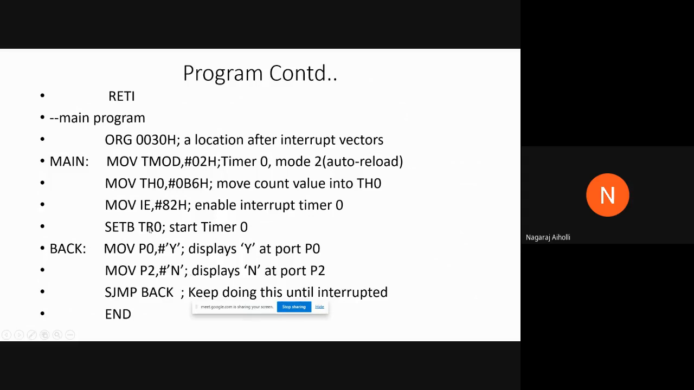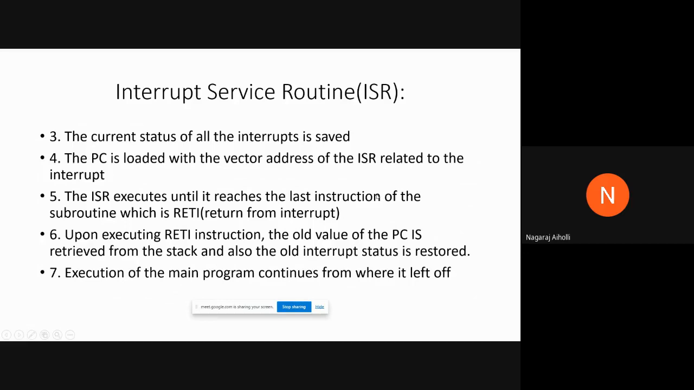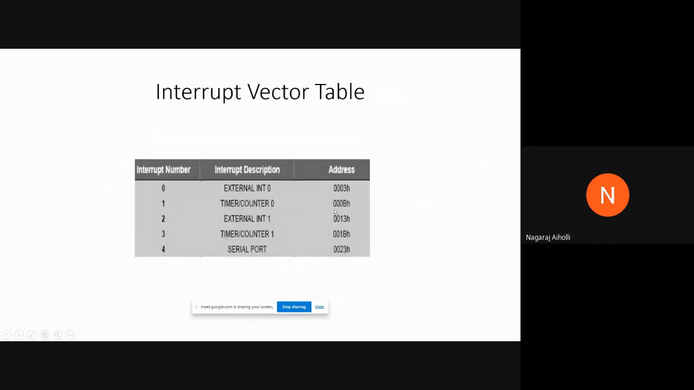Once the interrupt occurs to the main program, then it will go to this ISR, interrupt service routine, org 000Bh. This is for timer 0 to generate a square wave. It is the timer 0 interrupt. Let us see the timer 0 interrupt. If you look here, for timer/counter 0, its interrupt vector or the ISR starting memory location is 000Bh.